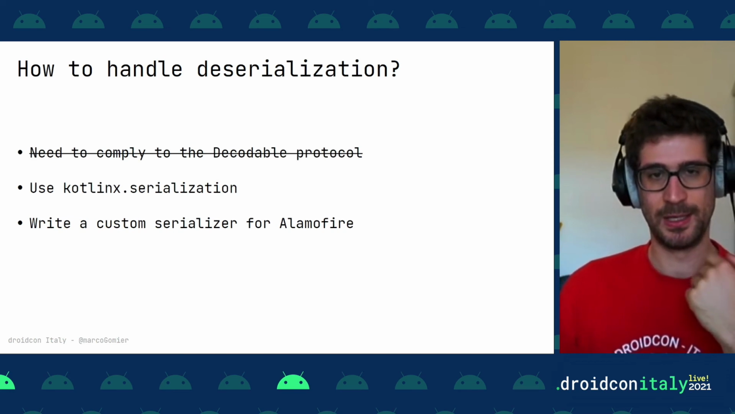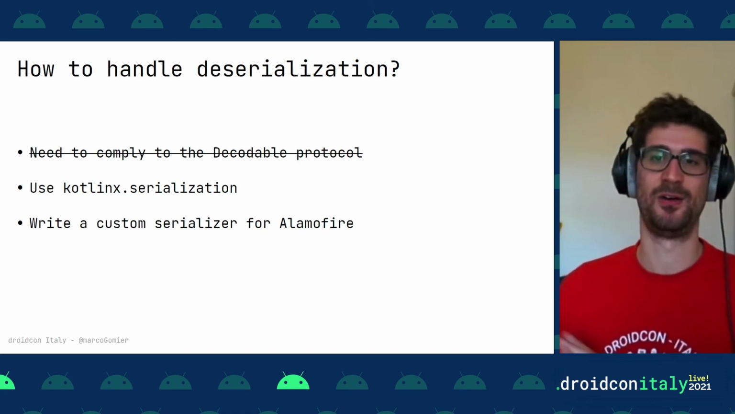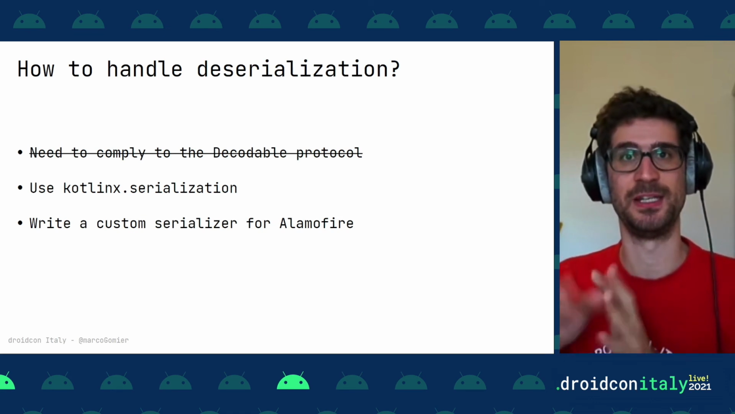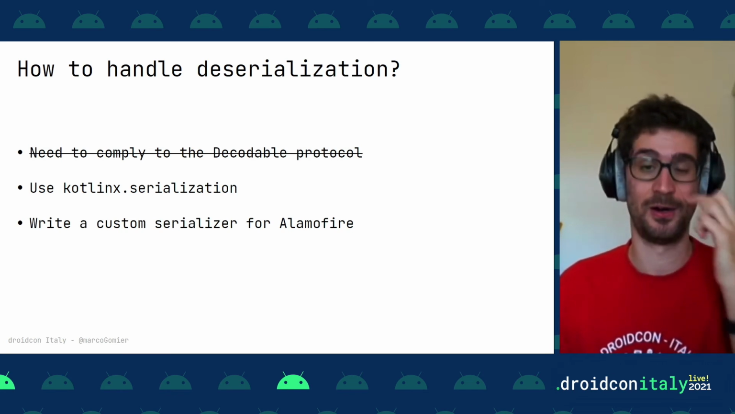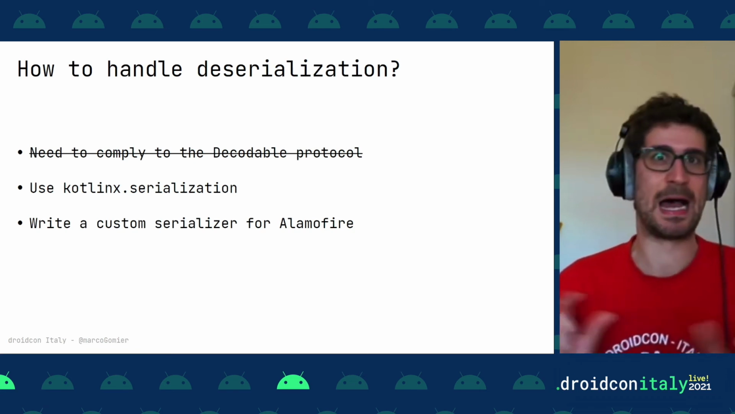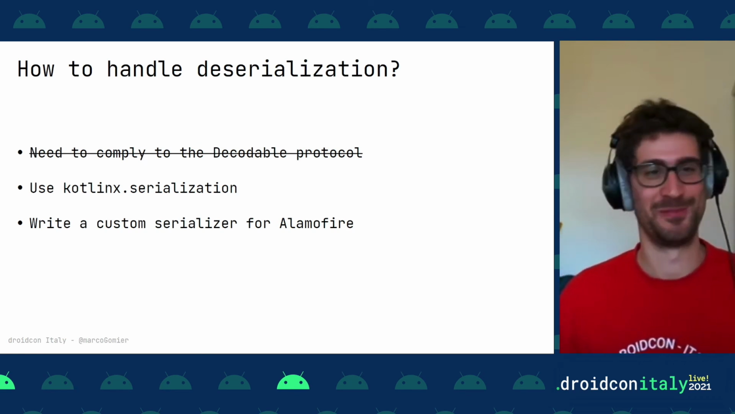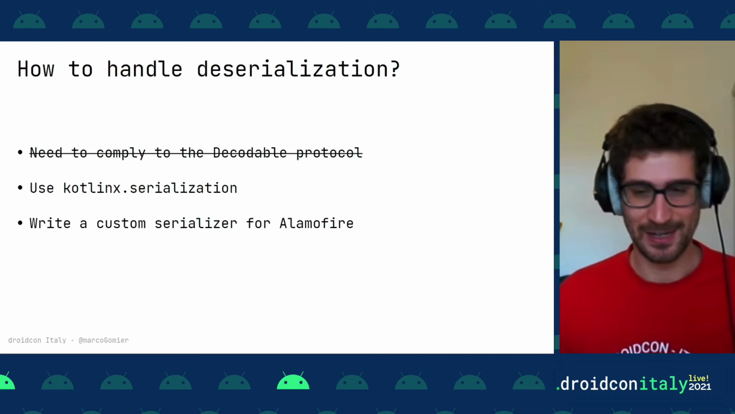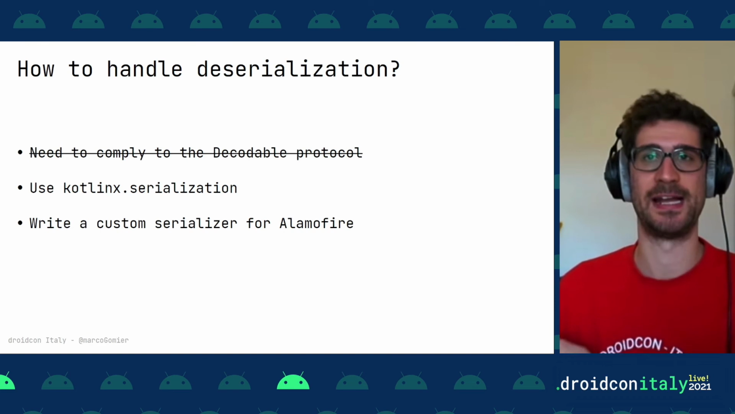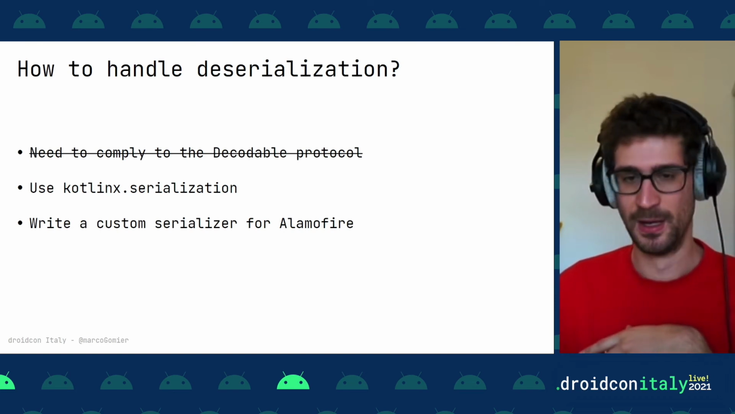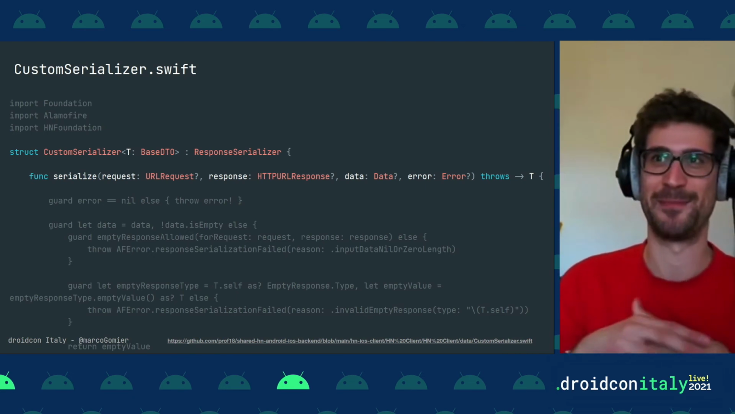We can use Kotlin serialization, so we can streamline all the serialization into the Kotlin Multiplatform side, but we have to write a custom serializer on Alamofire, because Alamofire, as you may know, doesn't communicate with Kotlin Multiplatform, since they are different things. Sorry, I didn't mention that Alamofire is basically the equivalent of Retrofit for the iOS world. In this case, I'm going to go quickly because it would require much time.